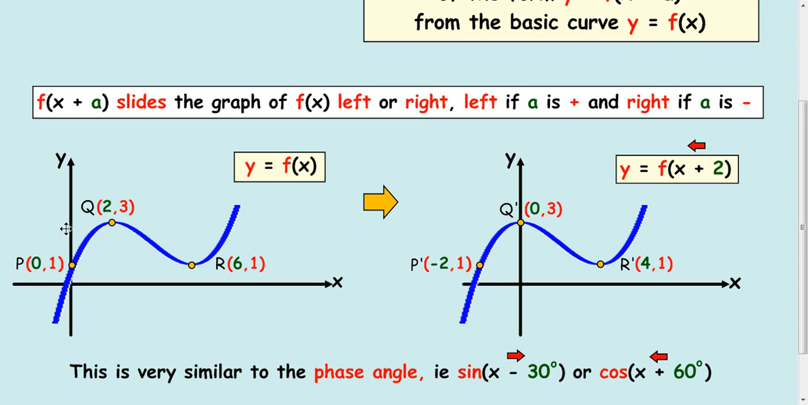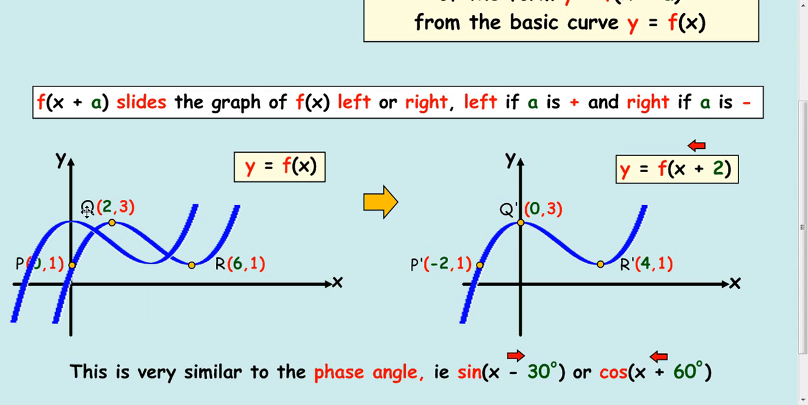Same idea as before. P, Q and R become P dash, Q dash and R dash. We're drawing in this case the function of f of x plus 2. So this graph here shifts backwards 2 places. The new graph shown over here.